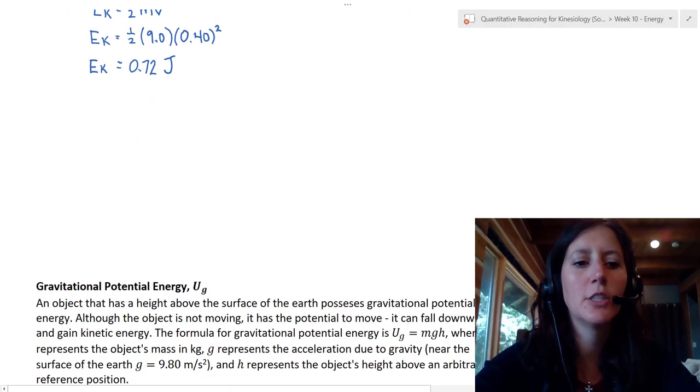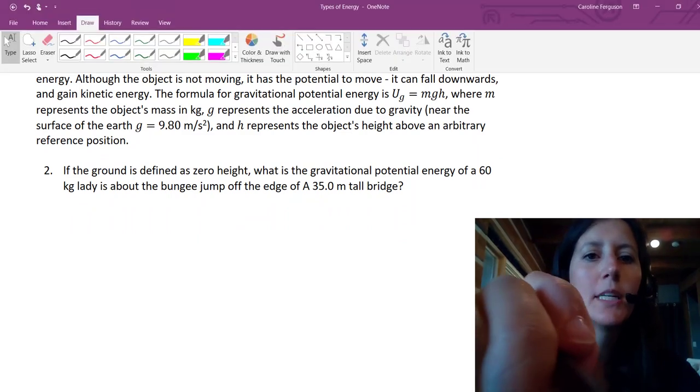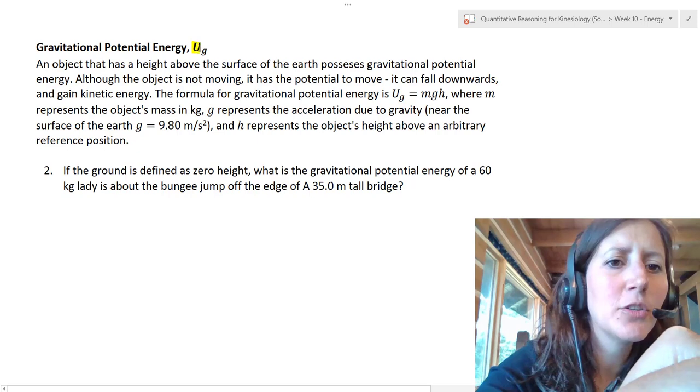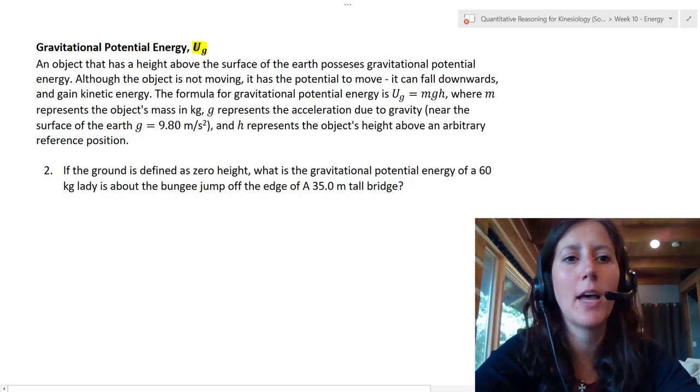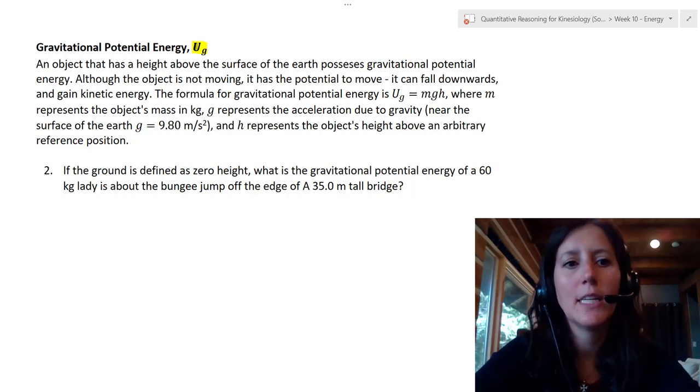All right, let's move on to gravitational potential energy. The symbol for gravitational potential energy is UG. G for gravitational, and U is what the letter is that they use for potential energy. So all the other types of energy we're going to discuss are potential energies, so they'll have U's there instead of E's. An object that has a height above the surface of the Earth possesses gravitational potential energy. Even though the object's not moving, it has the potential to move. It can fall downwards and gain kinetic energy.